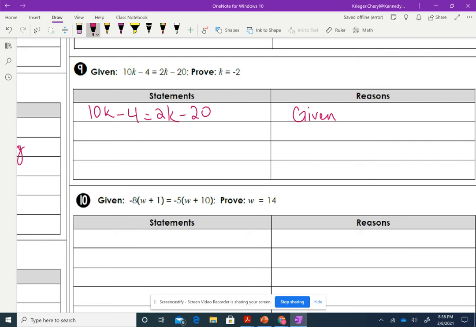Okay, so the next step is going to be we're going to have to do something with a variable, right? So I can either subtract 10k on both sides or subtract 2k on both sides. I'm going to subtract 2k. That gives me 8k minus 4 equals negative 20. And how did I get there? I subtracted.